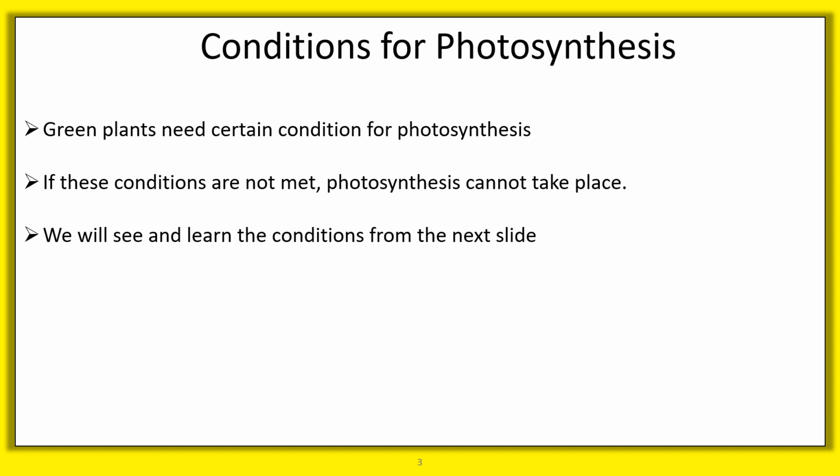First, what are the conditions for photosynthesis? There are some conditions that are necessary for the plant to have during photosynthesis, and if the plant does not have the conditions, then the plant cannot carry out photosynthesis. So let's see the conditions. First, green plants need certain conditions for photosynthesis. Second, if these conditions are not met, photosynthesis cannot take place. We will learn the conditions from the next slide.